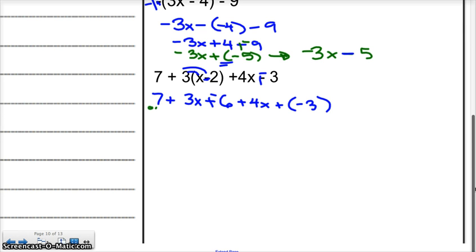I have a whole number first, so I'm going to start combining it with the others. 7 plus a negative 6, what am I at? 1. 1 plus a negative 3, what's 1 plus a negative 3? Negative 2. So I have negative 2 plus, now I'm going to go ahead and deal with my variables. 3x plus 4x is how many x's? 7x. Negative 2 plus 7x.